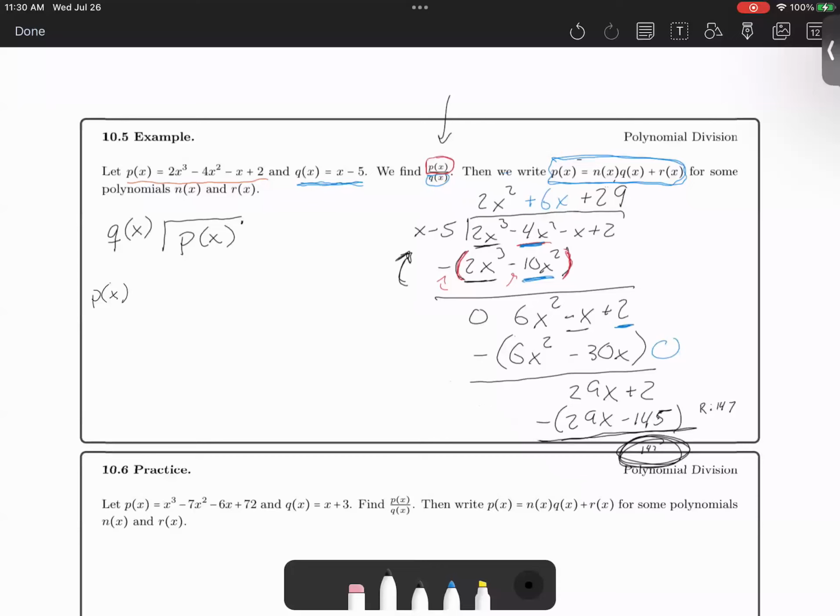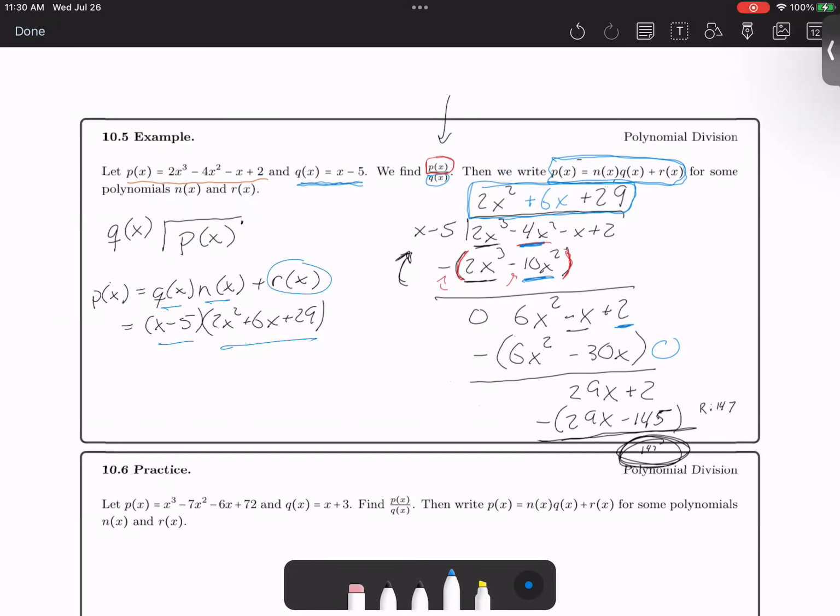So p of x, I want to write as q of x times n of x plus a remainder. So q of x was the x minus 5. And how many times were we able to fit x minus 5 into p of x? That's exactly what's on top of the garage, right? That's the quotient. So we multiply by 2x squared plus 6x plus 29. So we've got q of x times n of x. And now we need to add our remainder. And our remainder was a constant 147.